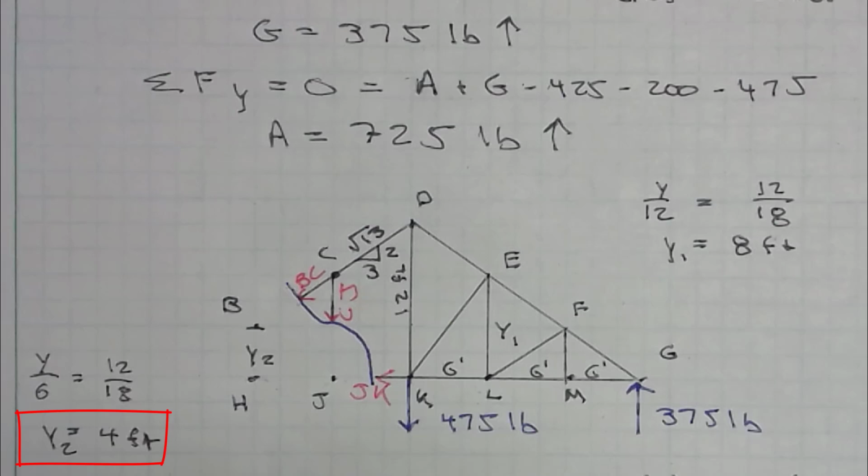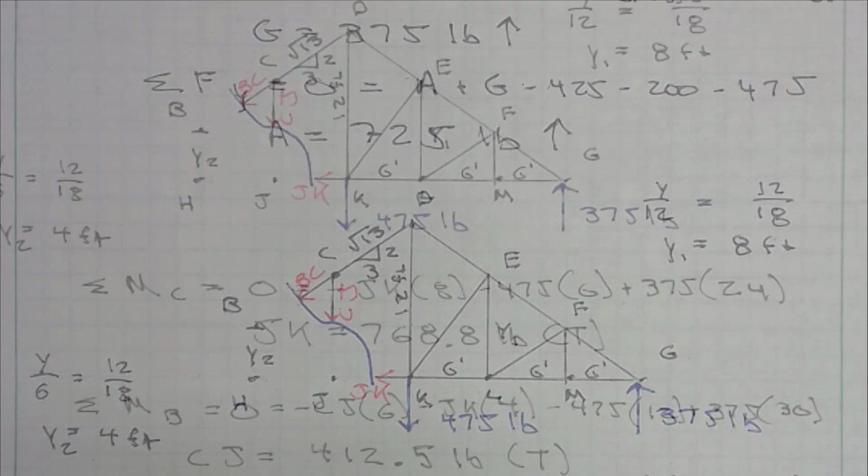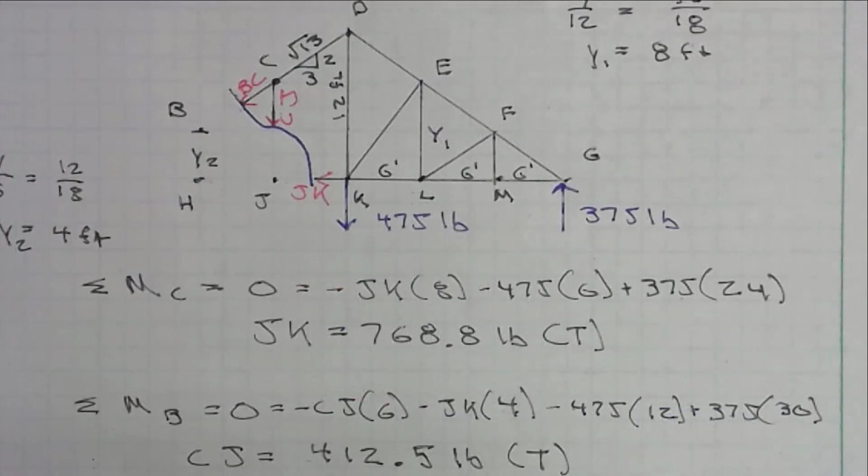I then will use the summation of moments at C. I do this because it eliminates two of my unknowns right away, BC and CJ, and I can solve directly for JK. Putting in all the numbers, I get a force magnitude of 768.8 pounds. It's positive, therefore it guessed correctly and is in tension.